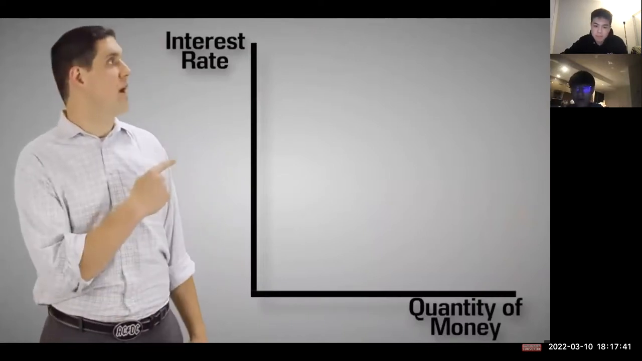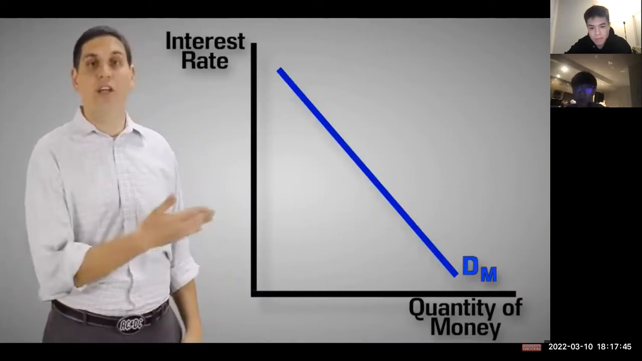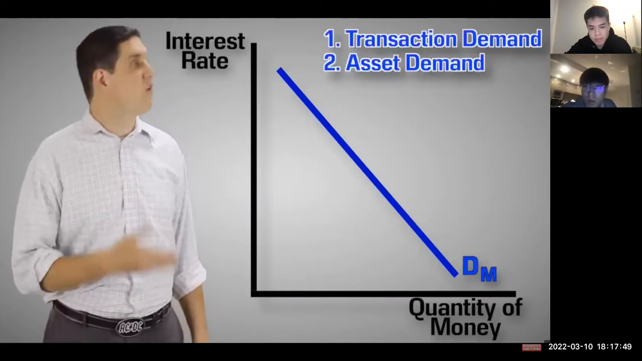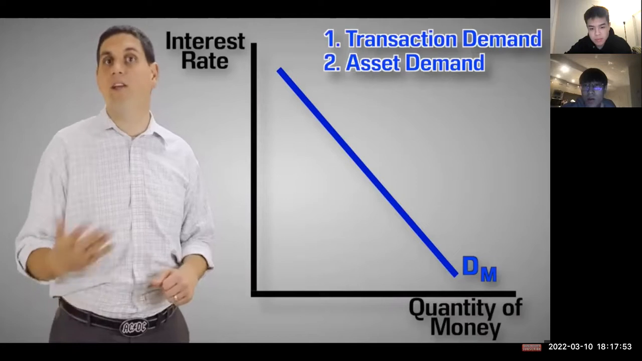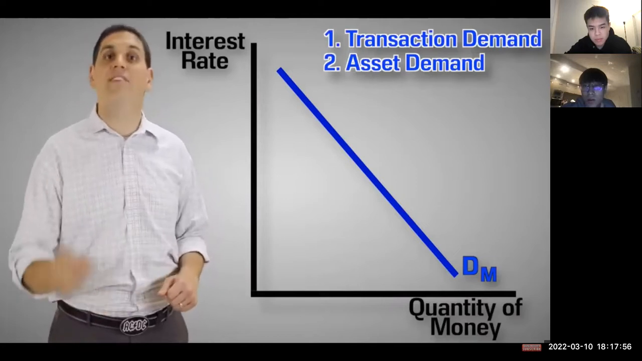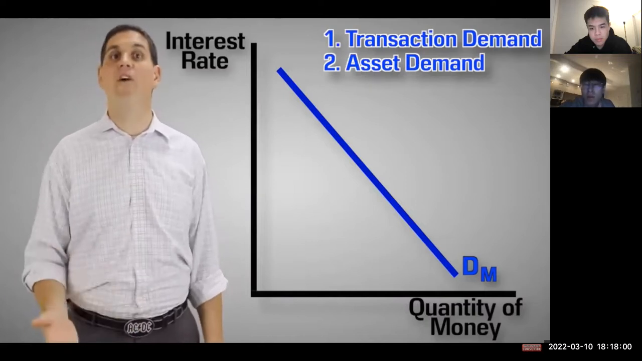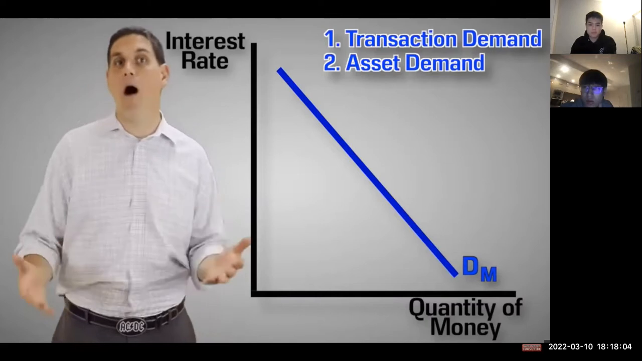Up here we have interest rate, and down here we have the quantity of money. Let's start with the demand for money. As you can see, it's downward sloping. Now there's only 2 reasons why people demand money. It's for transaction demand and asset demand. One reason why you need money in your pocket or money in your checking account is so you can go buy stuff. That's called transaction demand for money. The other reason why people demand money is because they prefer having a liquid asset as opposed to having some other asset like stocks, bonds, or real estate.